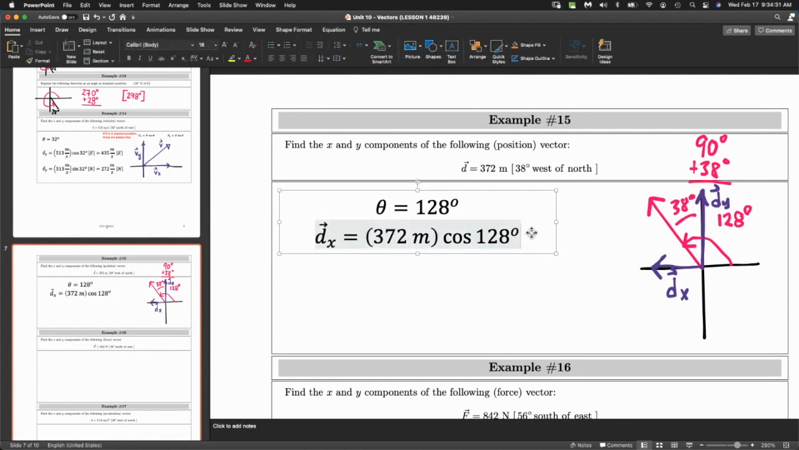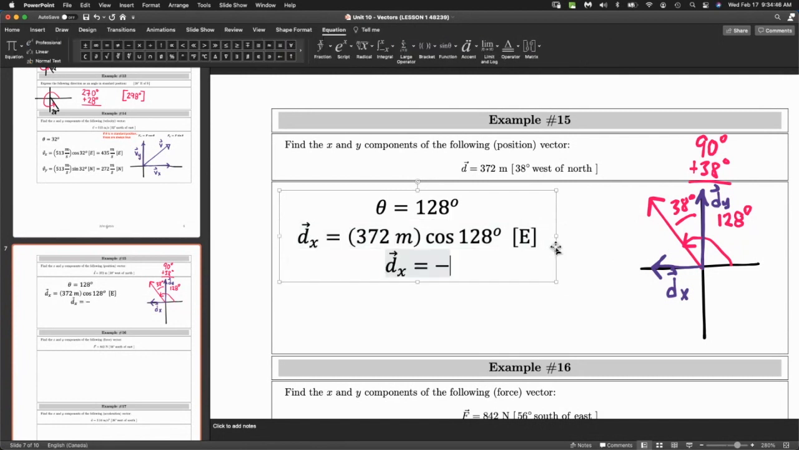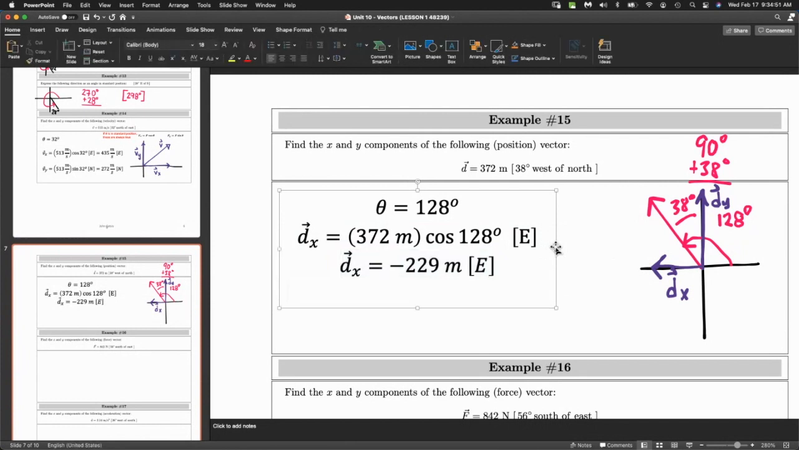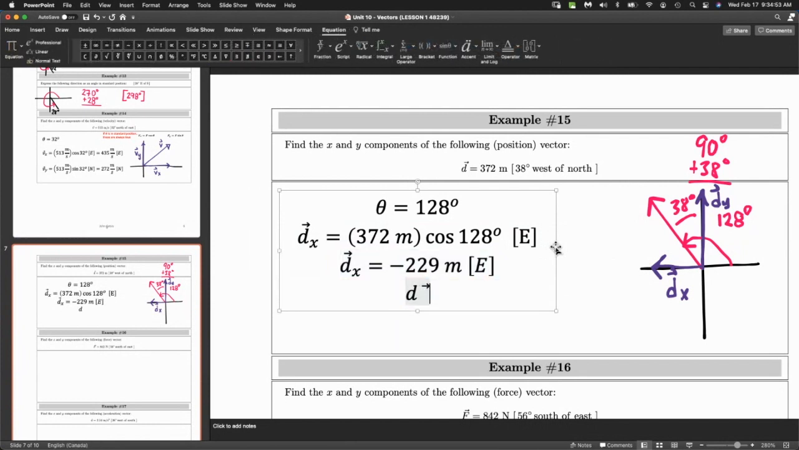That's east. But you said it's negative. That's so weird. Let's take a look and see why that is the case. Negative 229 meters east. What's negative 229 meters east? What is the opposite of east? What is the negative of east? Thank you, it's west. Let me know in the chat. Did that make sense?